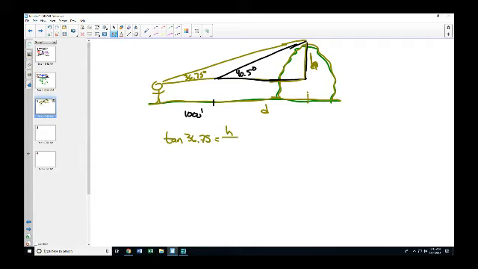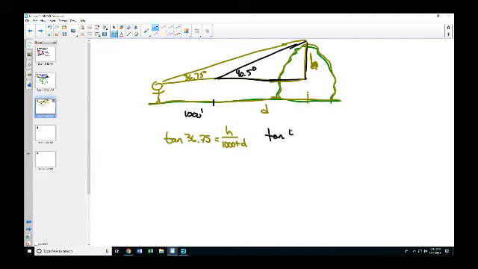What's this measurement? It's the adjacent side, right? It's 1,000 plus D. That's the total distance. So there's one triangle. We have two variables, so we can't solve that problem yet. Okay, here's the second.